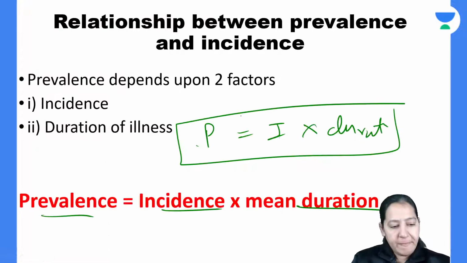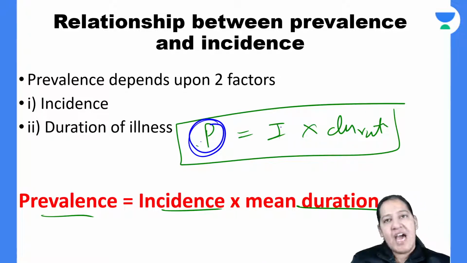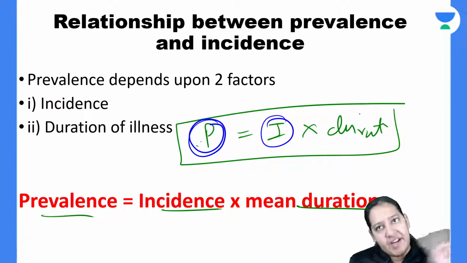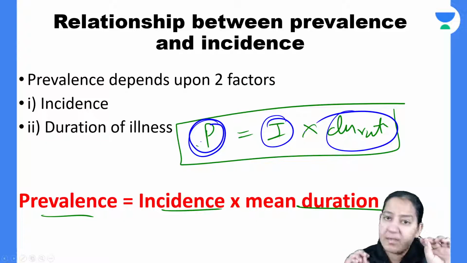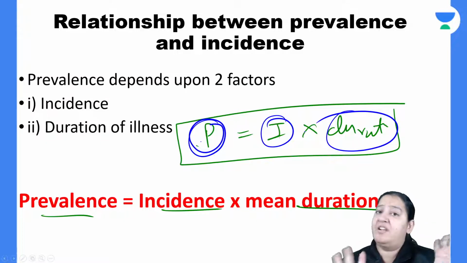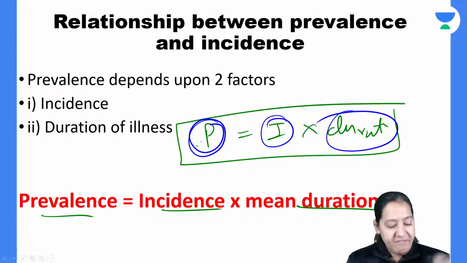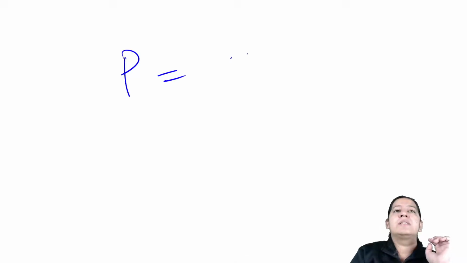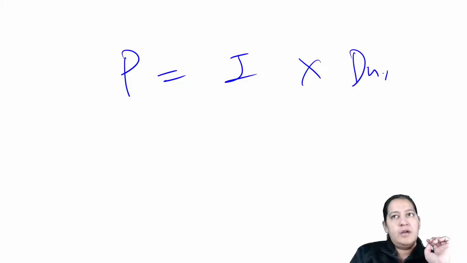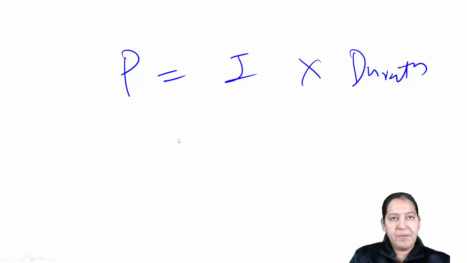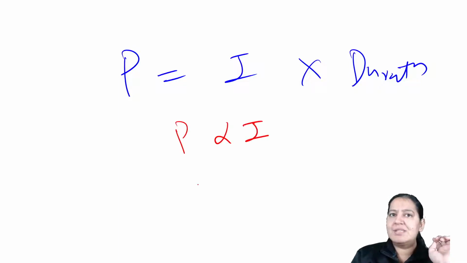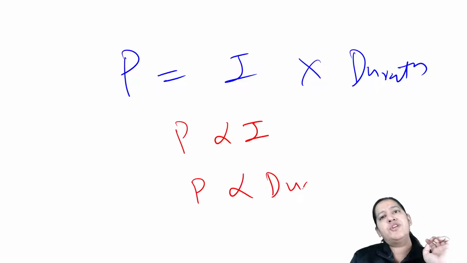So prevalence of the disease is directly proportional to two things. It is directly proportional to incidence, and it is directly proportional to duration of illness also. You have to understand this concept. It is a difficult concept I am going to tell now. Prevalence is equal to incidence into duration of illness. So can I say prevalence is directly proportional to incidence? And prevalence is directly proportional to duration of the illness also.